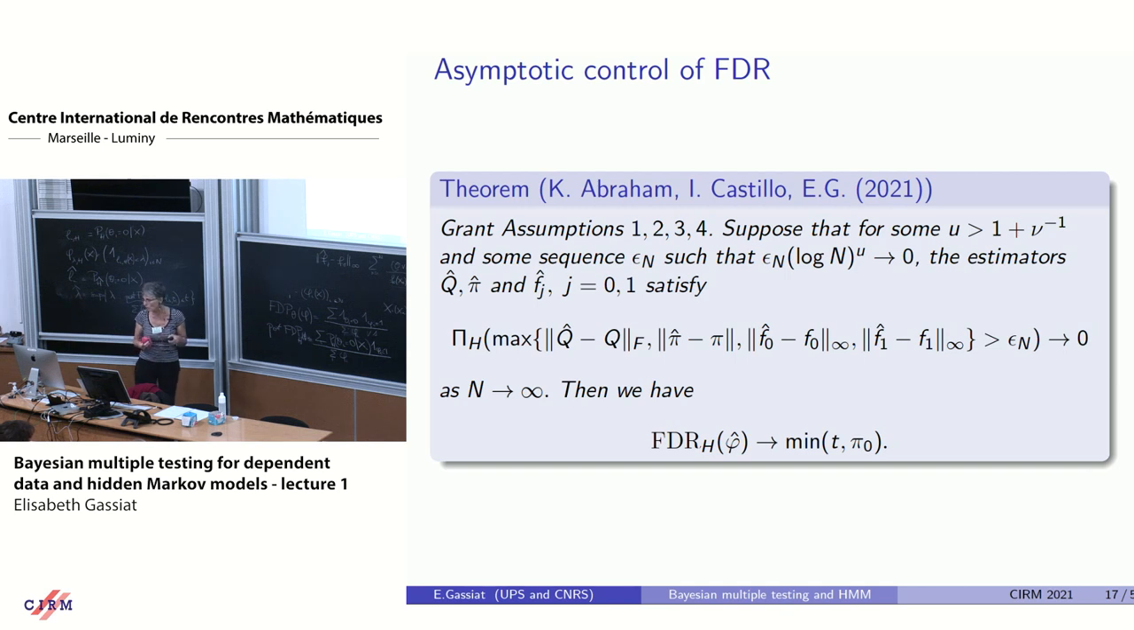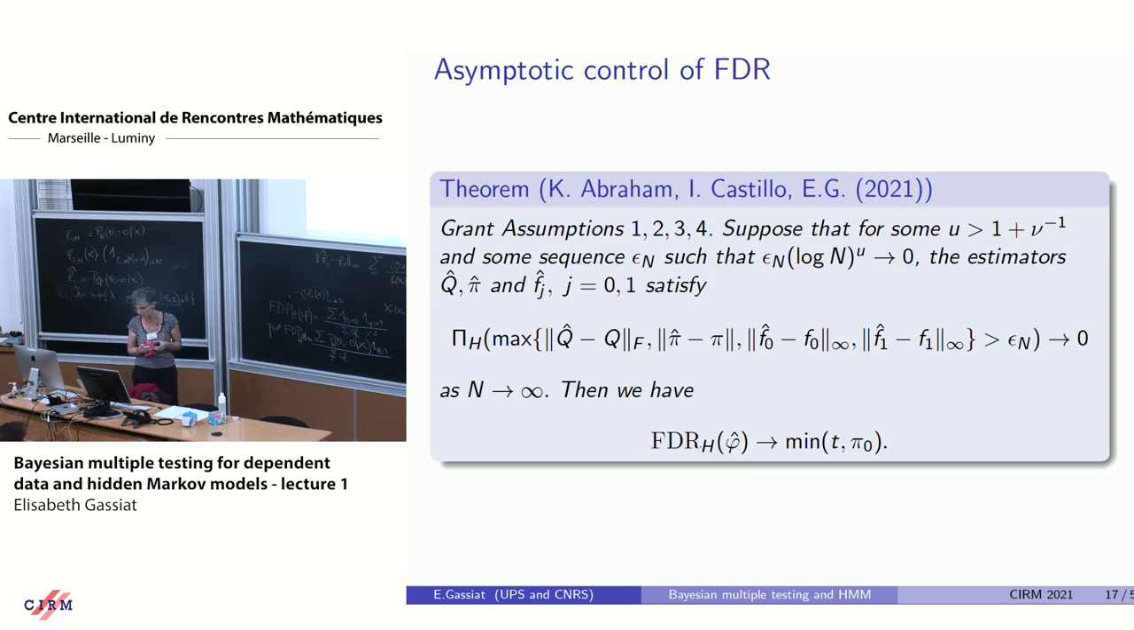So the first result is the control of the false discovery rate this way. As soon as you put in your empirical Bayes procedure estimators that have a rate of convergence at least a power of log n, then you control the FDR as you wish. Asymptotically, it goes to the minimum between t and pi 0.